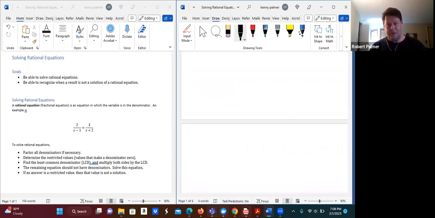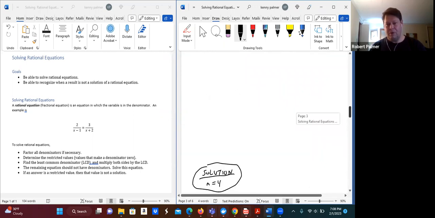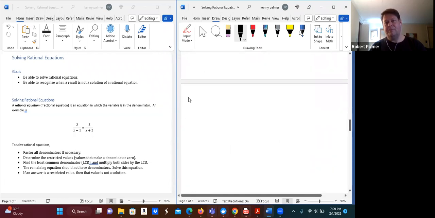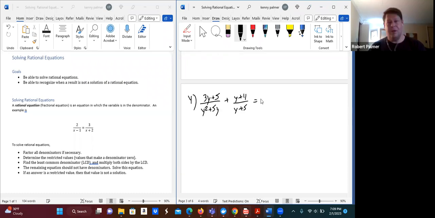Okay, let me see. Make sure I have enough room, more than enough for the last one. Let's do one more example. So this is going to be number, I guess, number 4. Check. Yes, number 4. And we'll start right here. All right, this time we have 3y plus 5 over y squared plus 5y plus y plus 4 over y plus 5 is equal to y plus 1 over y.